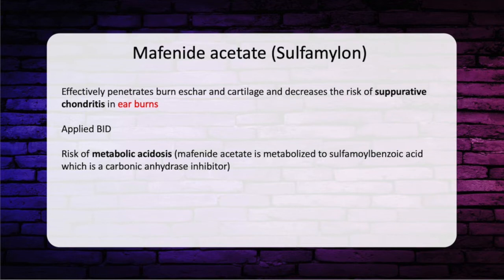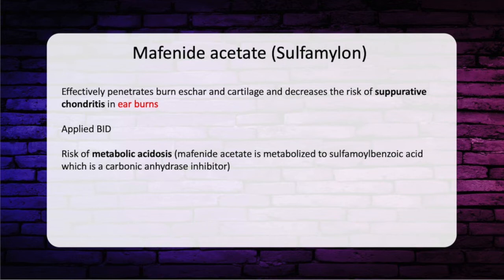So one of the things you're going to answer for this is it is very effective at penetrating eschar and cartilage, especially to prevent suppurative chondritis in the ears. So burnt ears usually go with Sulfamylon for the cartilage, and then any heavy eschars, you can use this as well. It's a BID application, and the big side effect for this is metabolic acidosis. So mafenide acetate, metabolic acidosis.